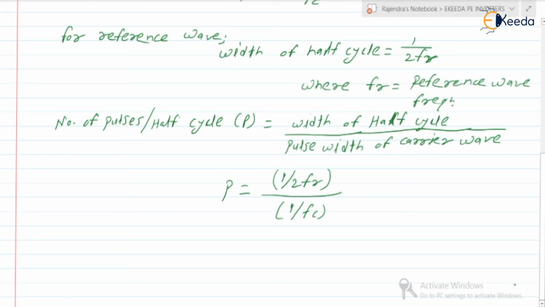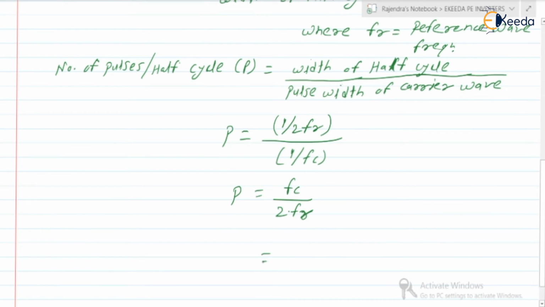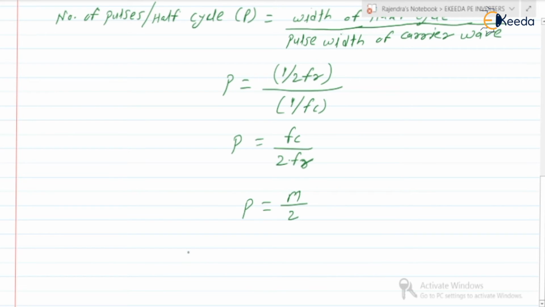Further we can write P is equal to fc upon 2 fr, which is equal to m by 2. So the number of pulses P is equal to m by 2, where m is equal to fc by fr. It is known as the frequency modulation ratio.